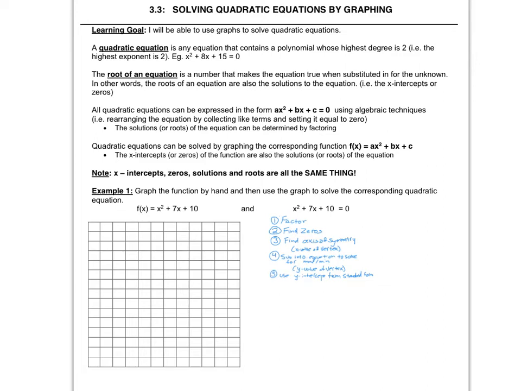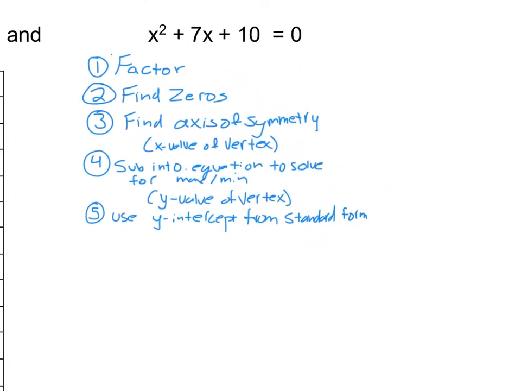Hi everyone, so we're going to be continuing with Unit 3. This is lesson 3.3. So today we're going to be just reviewing how we can graph given an equation in standard form for a quadratic. So to review, I've written out the 5 steps that we're going to be looking at.